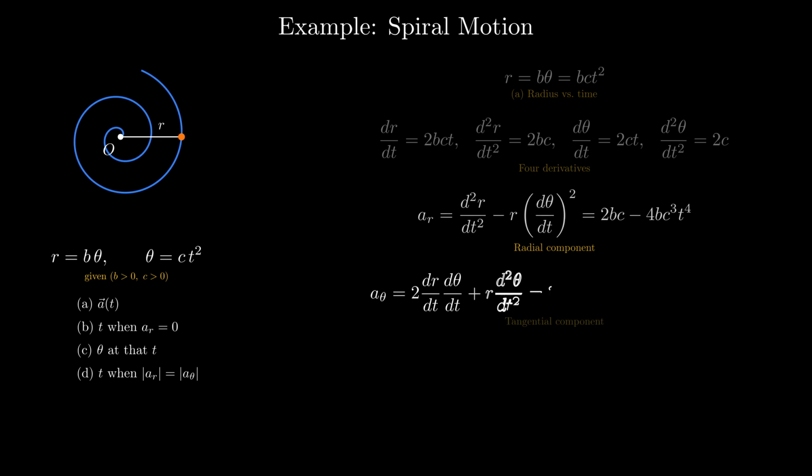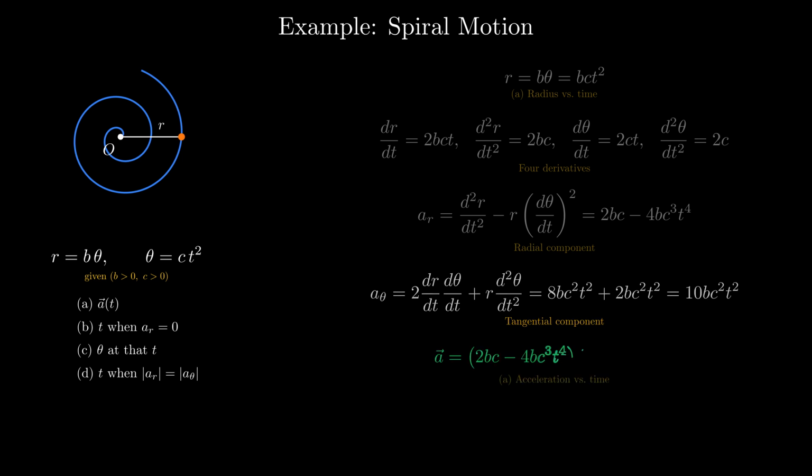The tangential acceleration is 2 times dr dt times d theta dt plus r times d squared theta dt squared. The first piece is 2 times 2bct times 2c, which is 8bc squared t squared. The second piece is bct squared times 2c, which is 2bc squared t squared. Adding gives 10bc squared t squared. So the acceleration vector is 2bc minus 4bc cubed t to the fourth in the radial direction plus 10bc squared t squared in the tangential direction.